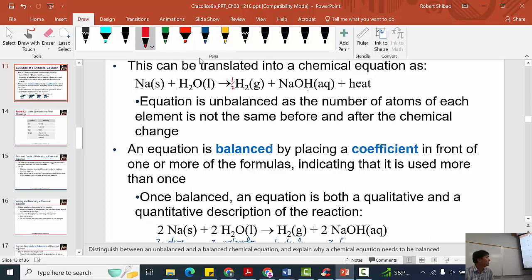Like for example here, maybe I can just get rid of that hydrogen and then it'll all balance out, but is that still sodium hydroxide? No.